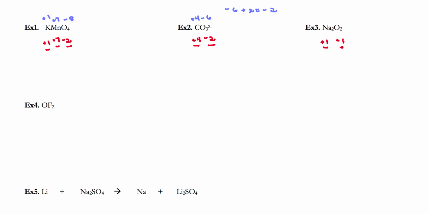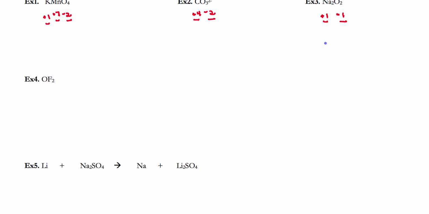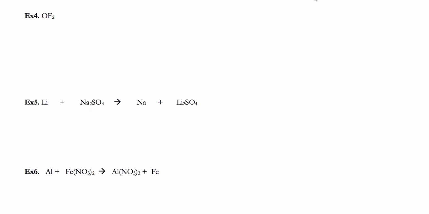Oxygen as a peroxide, O2, could be H2O2, Na2O2, whatever it is, it will be a -1 oxidation number. And I can easily check this by looking at the overall oxidation numbers: sodium contributes +2 because it's +1 but there are 2 of them, and oxygen contributes -2. That adds up to 0, which is what I want the overall charge of my compound to be. Okay, let's look at number 4.